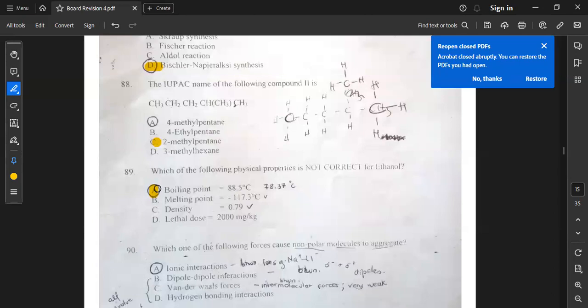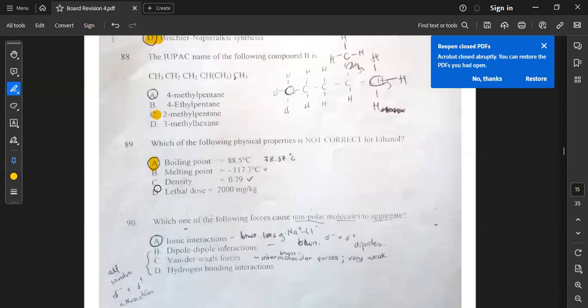Moving on to number 90. The question asks, which one of the following forces causes nonpolar molecules to aggregate? Is it ionic interaction, dipole-dipole interaction, van der Waals forces, or hydrogen bonding interaction?